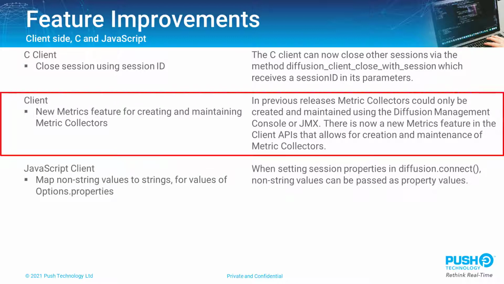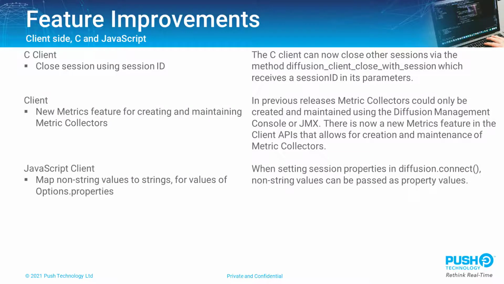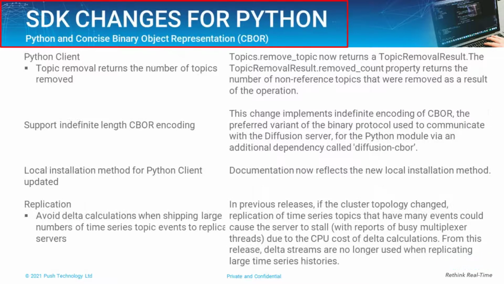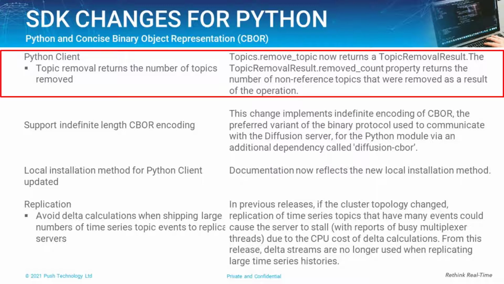You can now use the console, JMX, or the client API to create and maintain metric collectors. For the JavaScript client, when setting session properties, you can now map non-string values. There are a number of improvements to the Python client. Now when you remove a topic using the Python client, the method returns a number of non-reference topics that were removed as a result of the operation.